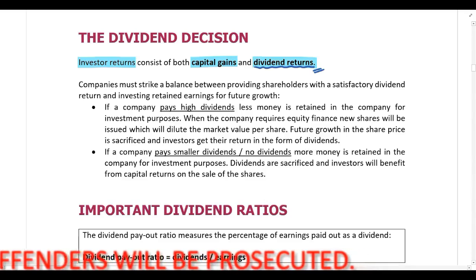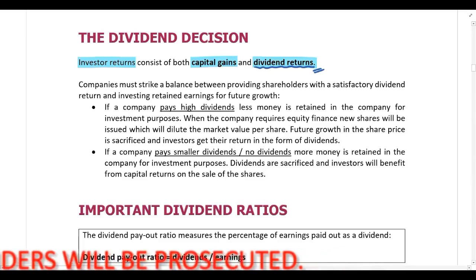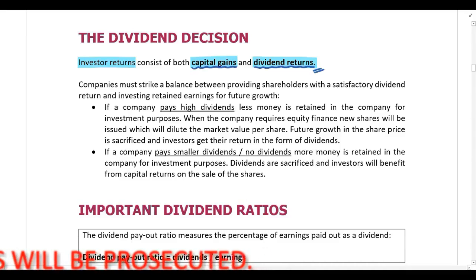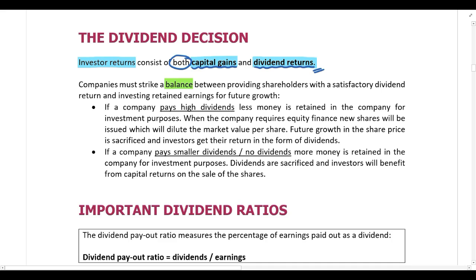However, hopefully one day in the future when they sell their shares, they'll make a capital gain on the sale of their shares, and the return is then obviously in the form of capital gains. So please note, when we are looking at the returns that shareholders get on their investment, you need to consider both capital gains and dividend returns. So companies must strike a balance between providing shareholders with a satisfactory dividend return and also keeping enough money in the business to fund future growth.